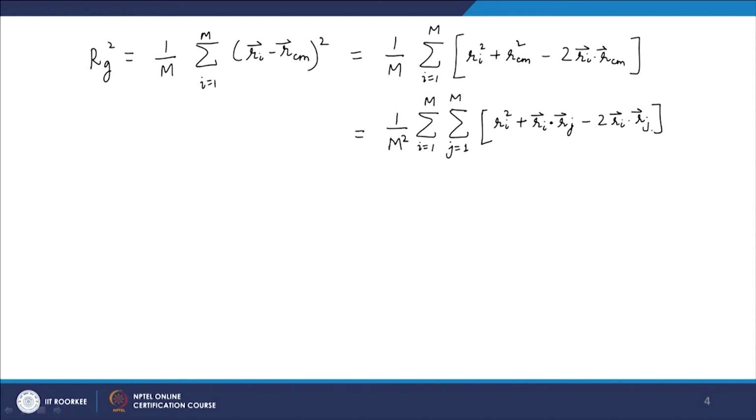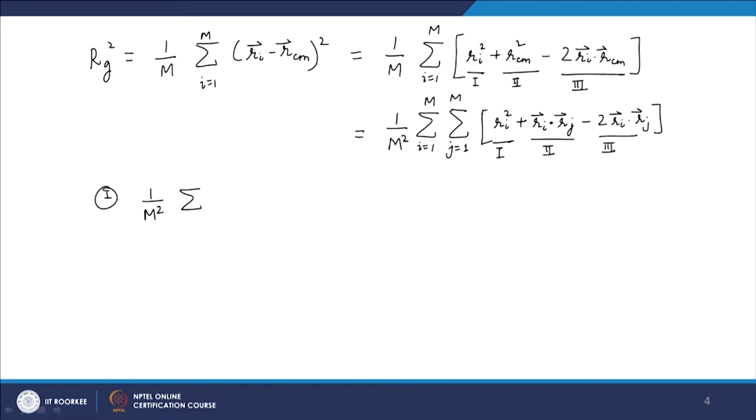So, let us look at how this happens term by term. We will first look at the first term, then the second, and then the third.